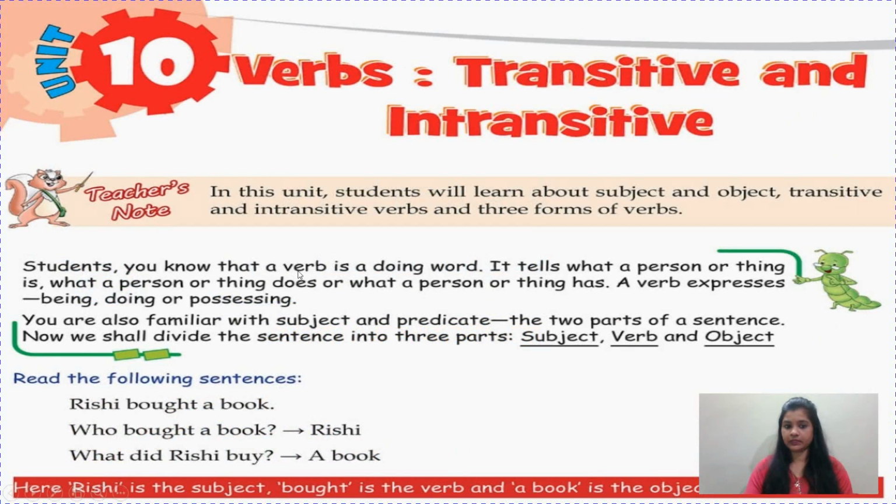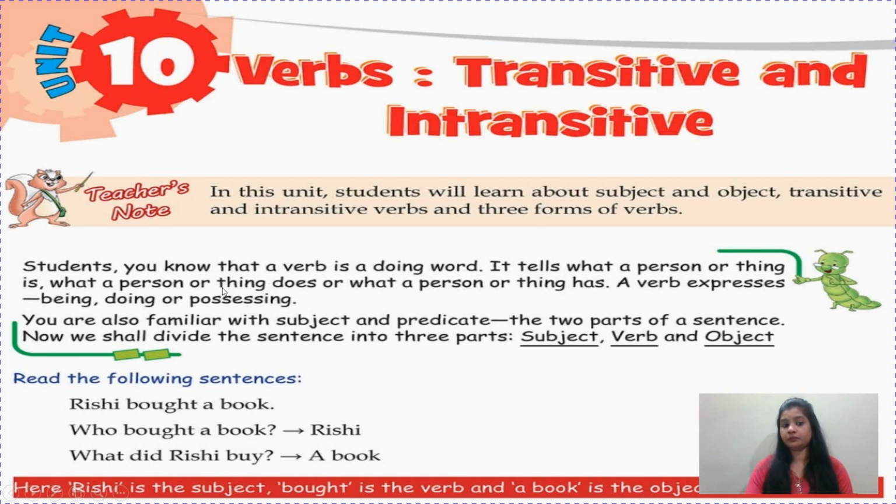Students, you know that a verb is a doing word or an action word. It tells what a person or thing is, what a person or thing does, or what a person or thing has. So, a verb expresses being, doing, possessing. Children, a person or thing is. Suppose I am saying I am a girl. So I am telling about myself. You are a boy. You are a girl. So it is telling what a person or thing is.